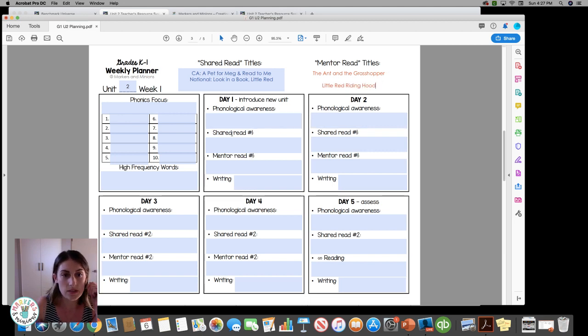Okay, so because there's that difference with the shared reads for national, this spot here, and here, you can put whatever you want there, whatever makes sense for your day, your flow.